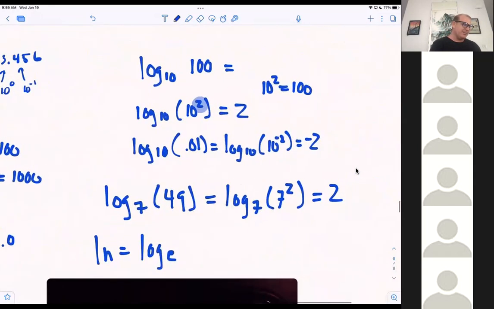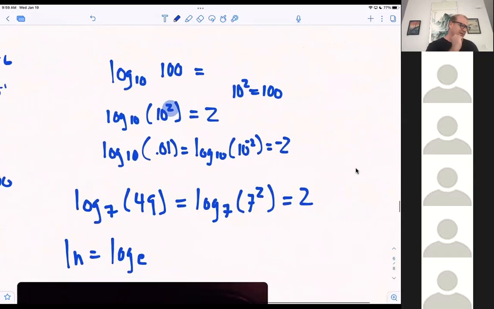A logarithm, this is a review for the math, is the inverse of an exponent. So the log of 100 is you look for that exponent. The log base 10 of 100 is 2. And the log base 10 of 0.01, because 0.01 is 10 to the minus 2, is minus 2.